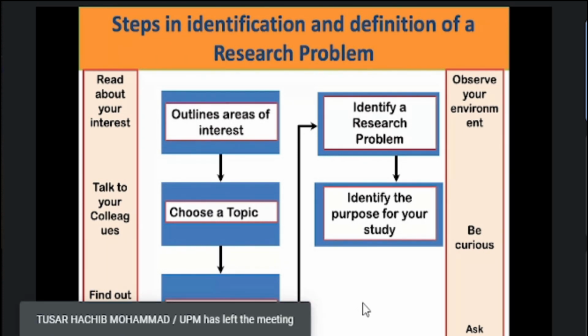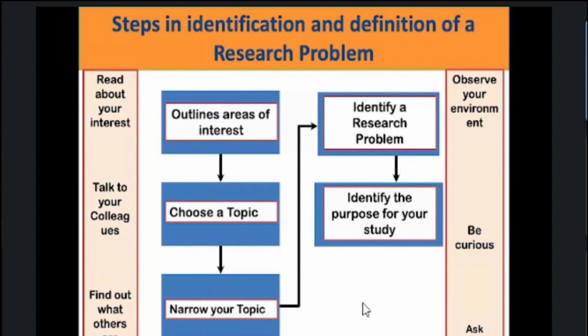Once you choose a topic, again, choosing a topic could be very broad. Then you narrow your topic, okay? How do you do that? By reading more papers. You download papers, you read through papers, you consult with experts, academic supervisors, you go to the industry, ask people, then you narrow down your topic. Then you identify the research problem from there, and then you identify the purpose of this study. These are the simple steps that you follow.